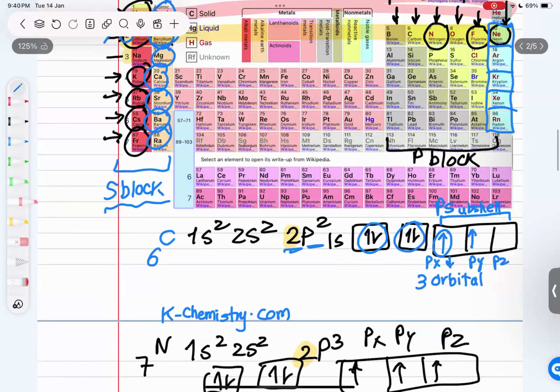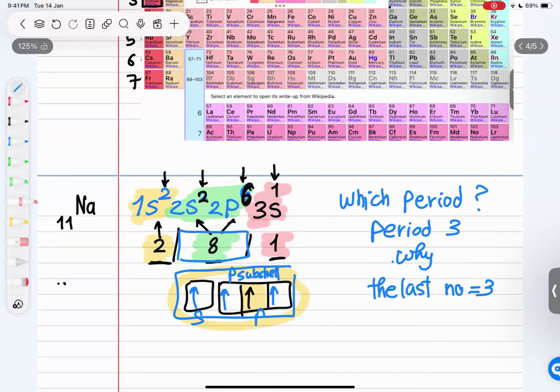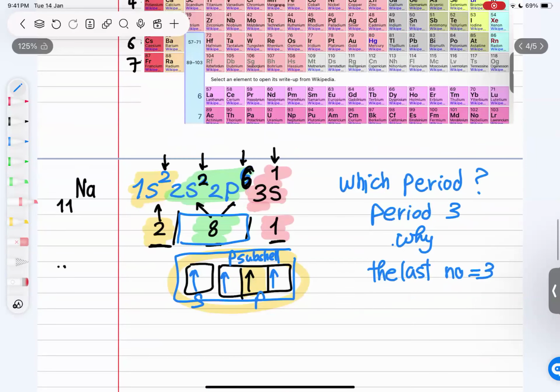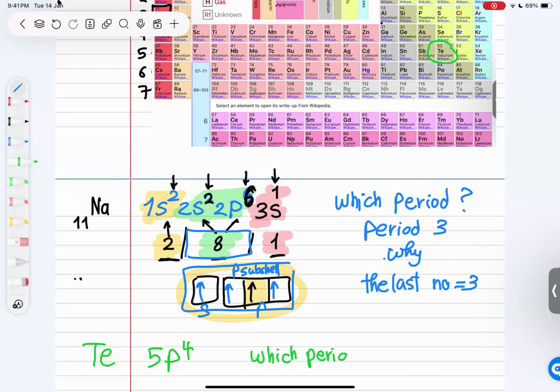So how do you know the period number? You know the period number by looking at the last number. What is the last number here? 3. But what if I find an element like silver, or let's say something easier, tellurium. What is the period? I see the last thing in tellurium here was 5p4. Which period? I look at the periodic table, it's 5.